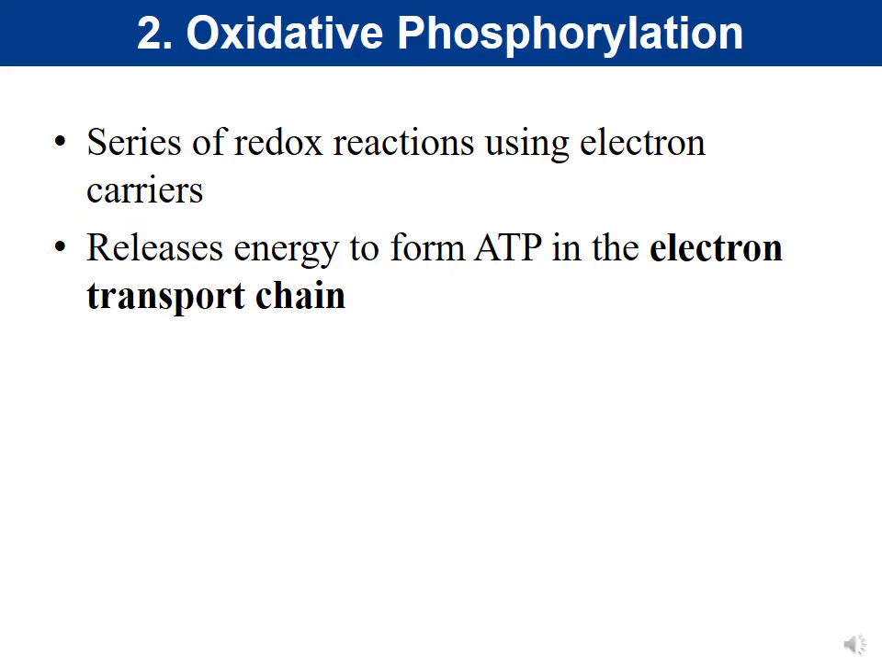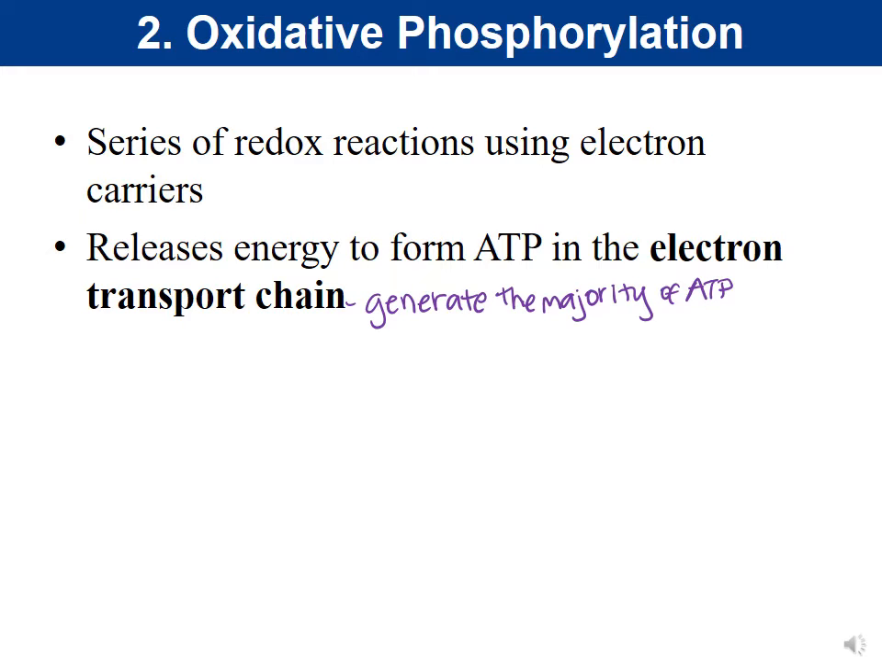Next, we have our oxidative phosphorylation. And again, this is going to be a series of redox reactions using electron carriers. It's going to release energy from these redox reactions that is used to form ATP during the electron transport chain. And so the electron transport chain is where the cell is going to utilize oxidative phosphorylation. And so this is going to actually generate the majority of ATP. This is going to be the highest yield.